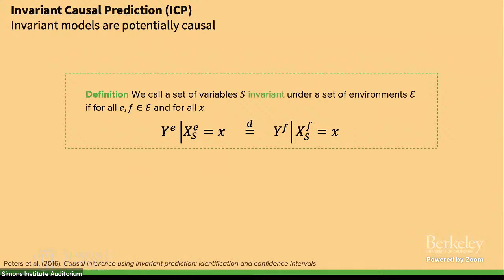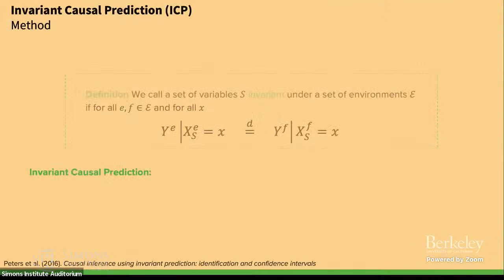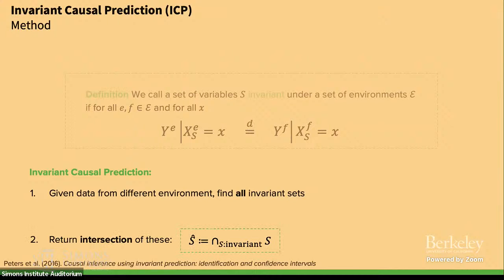More generally, we will call the set of variables that satisfy this invariance under some set of observed environments script E. So then the method goes as follows. Given some observed environments, we will somehow find all the invariant sets. And then to get an estimate for S star, we just return the intersection of all the sets that are invariant given my environments.